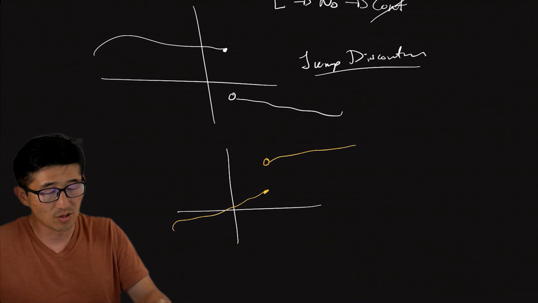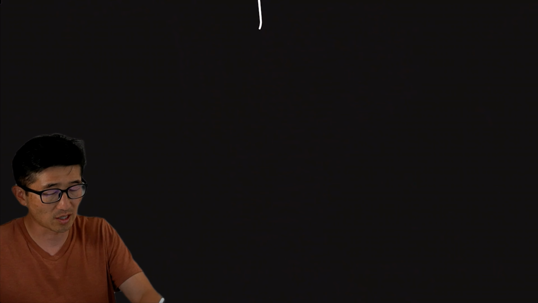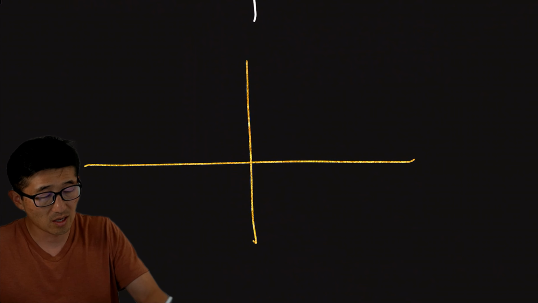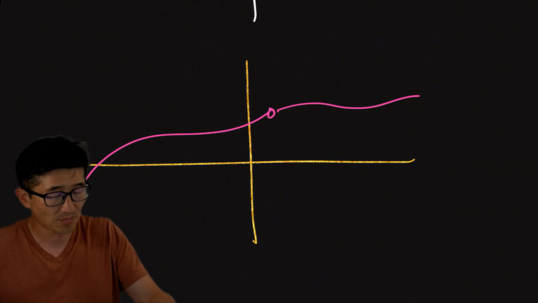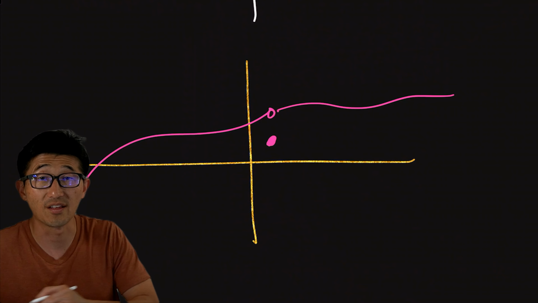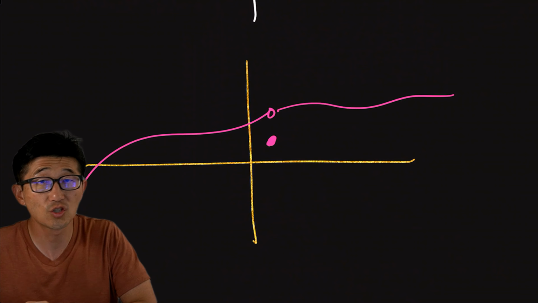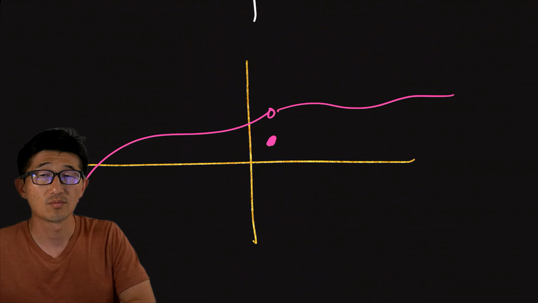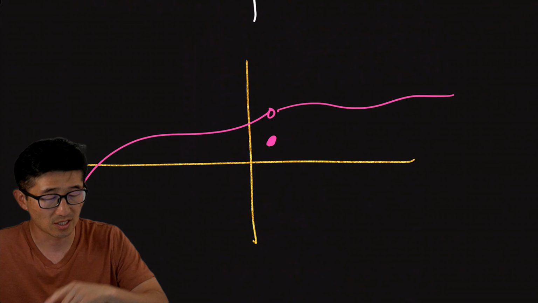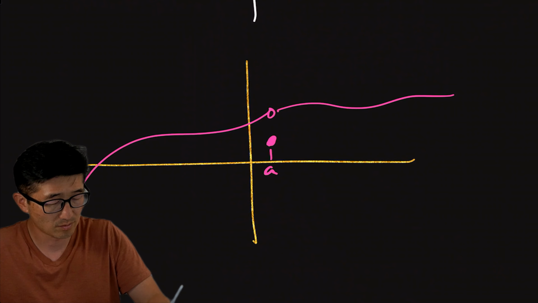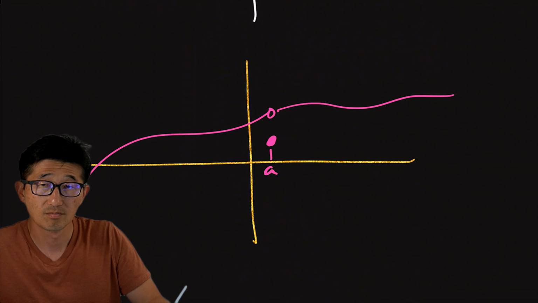Now another type of discontinuity is something like this. When you have a graph and it's like this, but the y value is like right there. Notice you're not going to jump. Does the limit exist at x equals a? Yes.